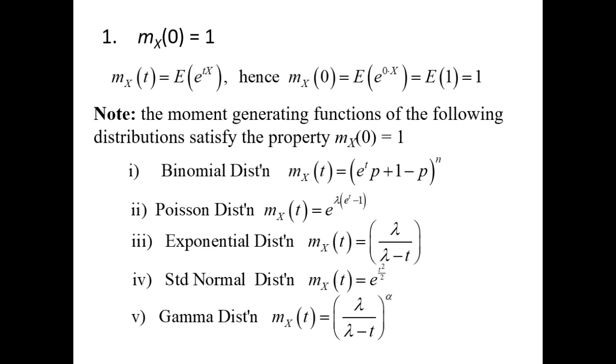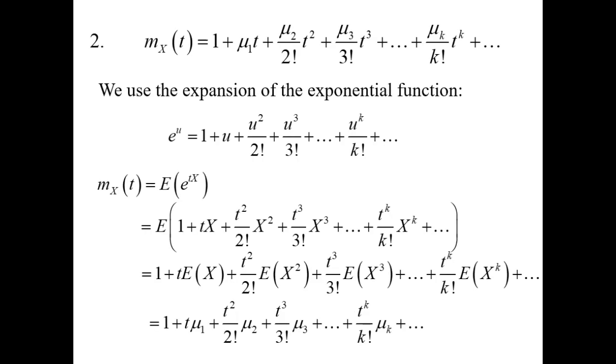The second property is a very important property. M_X(t) is equal to 1 plus mu1 t plus mu2 by 2 factorial t square plus mu3 by 3 factorial t cube plus etc., plus mu k by k factorial t raised to k plus etc. We use the expansion of the exponential function: e raised to u is equal to 1 plus u plus u square by 2 factorial plus u cube by 3 factorial plus etc., plus u raised to k by k factorial plus etc.